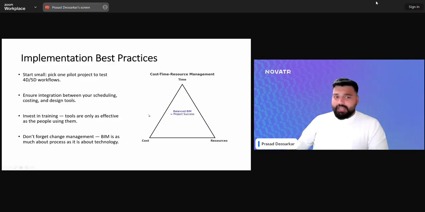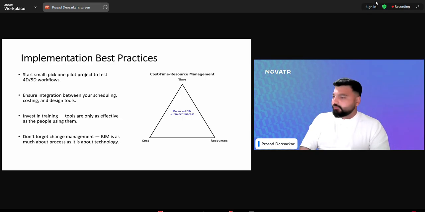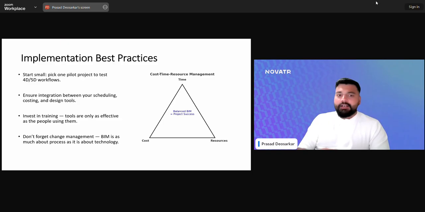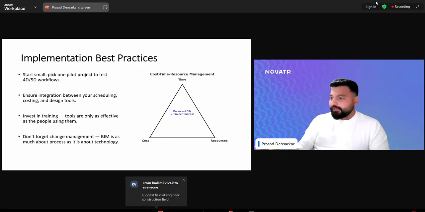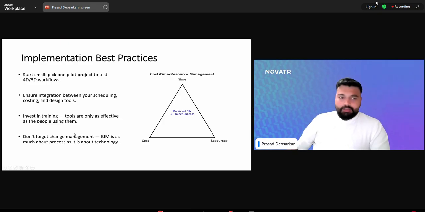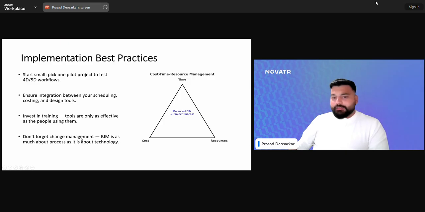Also invest in training. Tools are only as effective as the people who use them, right? So train your staff, train your people, train yourself to actually compulsively use these tools. Don't just download the trial for the sake of it. Download it to actually make full use of it. Because if you have all the tools in the world to help you visualize better, and to take a very good decision based on the insights, but then if you're not using it, it's of no use, right?